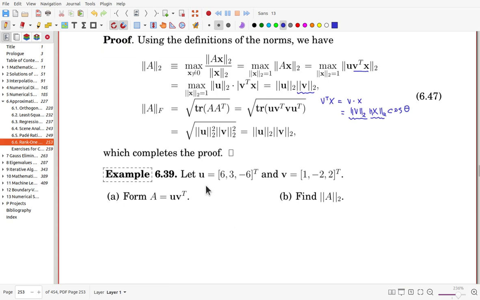Now, for U V transpose, given in this way, you can form the outer product. That is a simple matrix computation, so you can do it quite easily. And also, its 2 norm must be the product of the norms of these vectors. Okay.